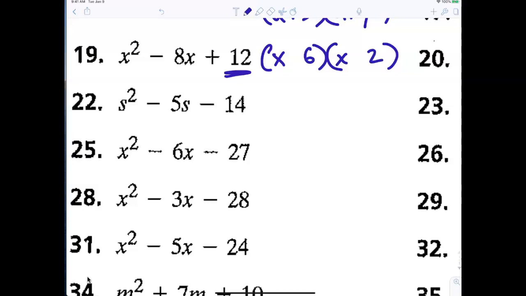Now I want it to be negative 8. So you would put a negative. Yes, a negative for both of them. Do you agree with me?